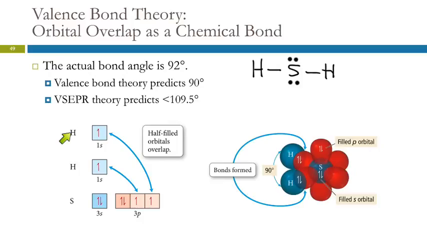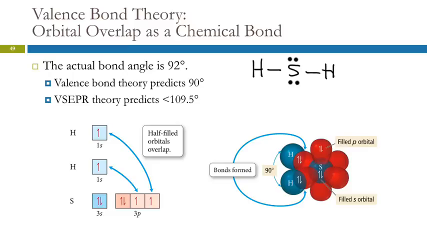So here we have a hydrogen, and we're just looking at valence electrons here. The orbital diagram for hydrogen would look like this. We have one electron in the 1s orbital. The other hydrogen also has one electron in the 1s orbital. The sulfur has a 3s orbital that's full and 3p orbitals: one's full and two of them are half full. So we can have overlap between this half-filled orbital and that half-filled orbital, and overlap between this one and that one.